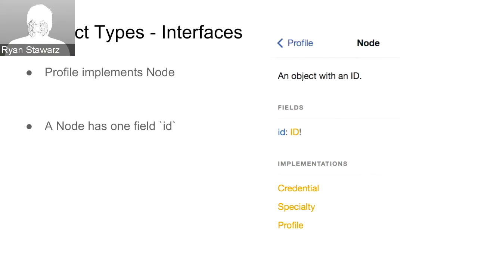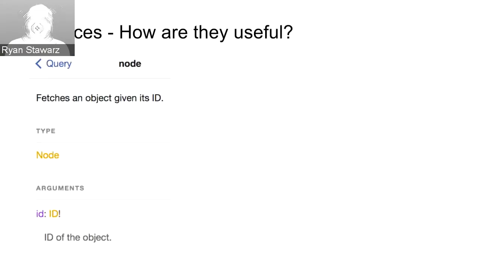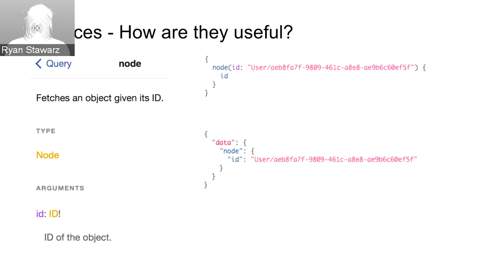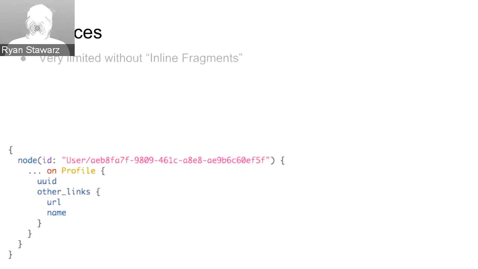In this case, profile implements this node interface, and a node, again, has one ID, right? So we also have the ability to query nodes, which really says that we can make a node query given one argument, an ID, and because it's a node, the only field we know about is ID. So this in and of itself isn't that interesting, right? The ability to query for an interface and only get fields back on that interface is limited, especially in this case. But where it becomes powerful is with the concept of inline fragments.